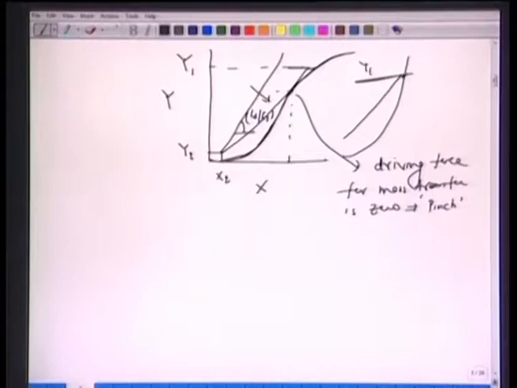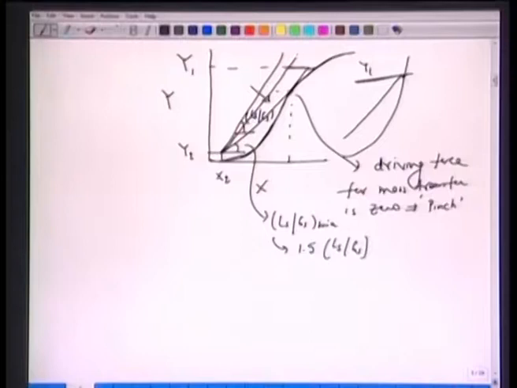So in other words, the slope will give us Ls by Gs min, and from here again we have to find 1.5 times Ls by Gs to determine the operating curve, which will now go like this, and we will get the concentrations which is x1 corresponding to y1.